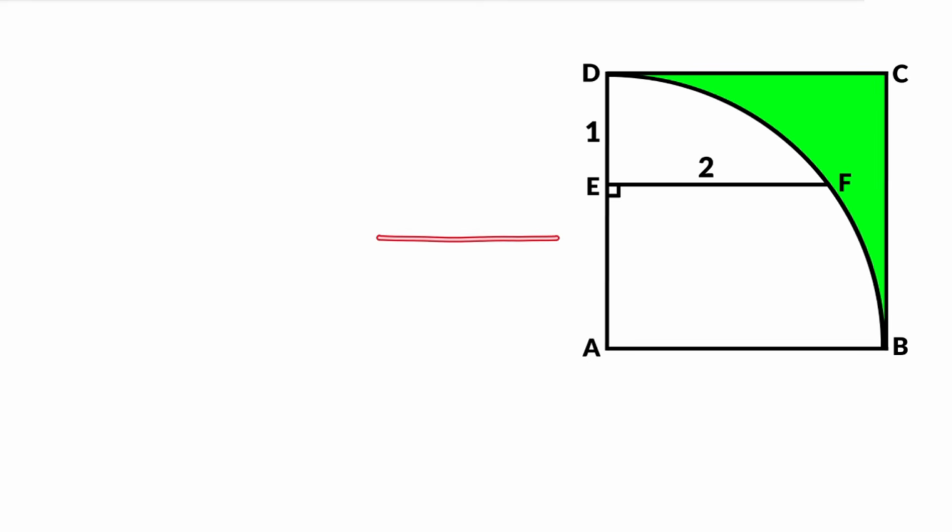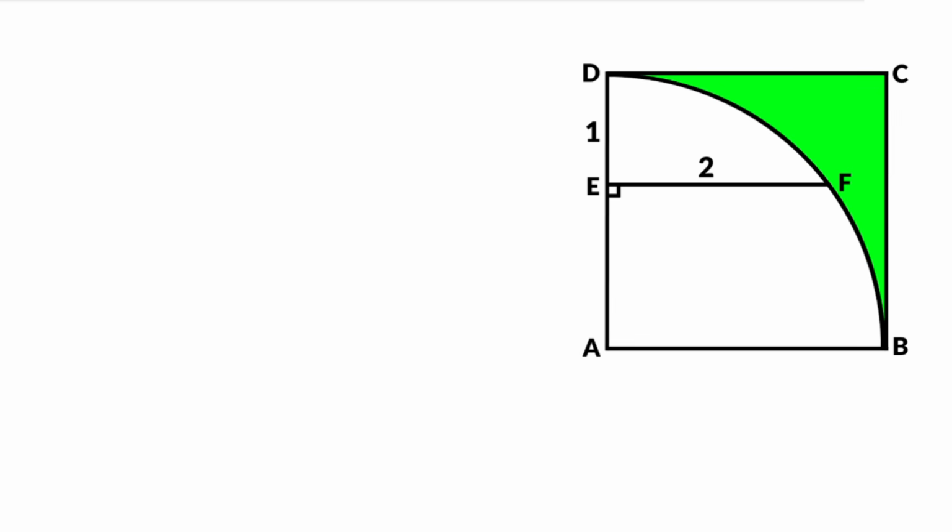We have a large square, ABCD. Inside the square, tucked perfectly into the bottom left corner at point A, is a quarter circle. Everything inside the square, but outside the quarter circle, is shaded green. And our goal is simple. Find the exact area of that green region.